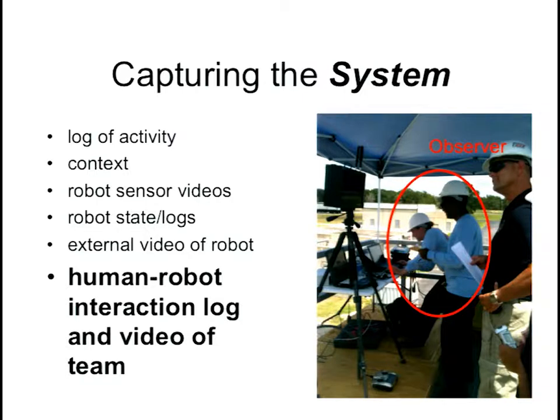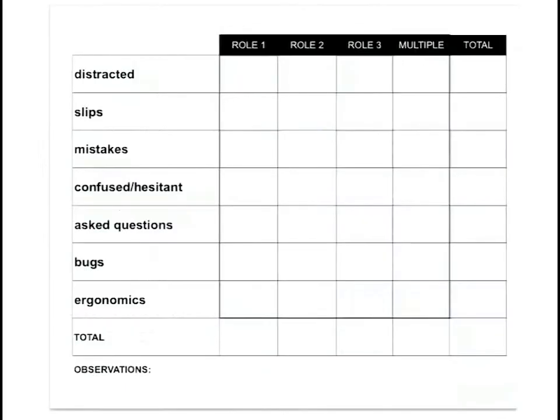We can do that in field exercises, and sometimes we can do it at an actual disaster if you have an extra person there. They can just write this thing, and we use this form. We have the different roles of the team members, and you're just checking off every time you see it. Once you start, is anybody distracted?